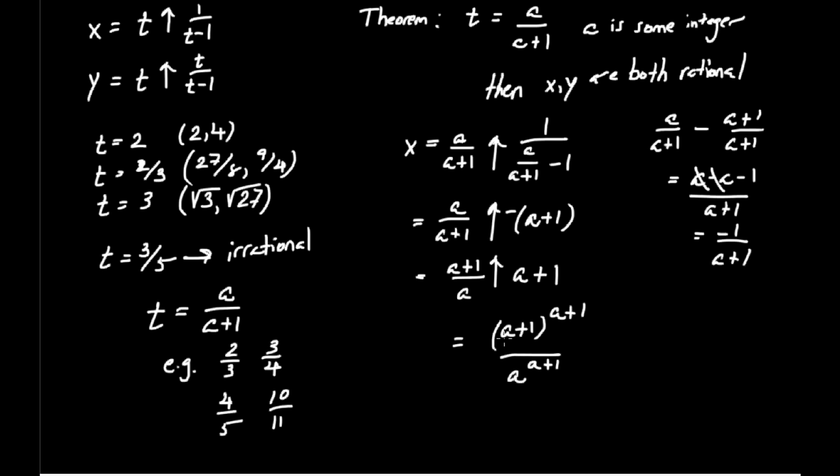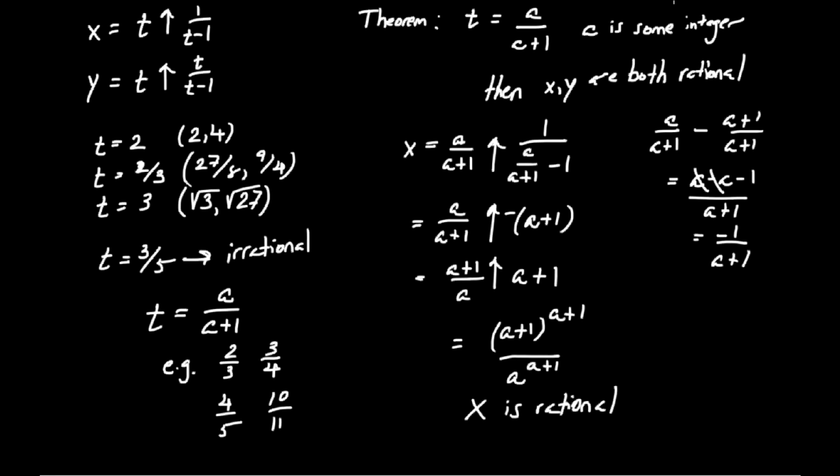And now observe what we have here. Now a is some integer, and that means that a plus 1 is also an integer. So I have some integer here, a plus 1, being raised to an integer power. So I'm guaranteed that the numerator is an integer. A is an integer down here, a plus 1 is also an integer, so in the denominator, I also have an integer. So I'm guaranteed that x is rational.